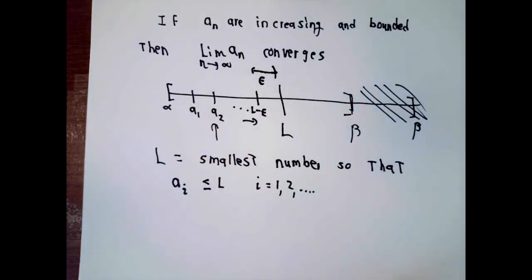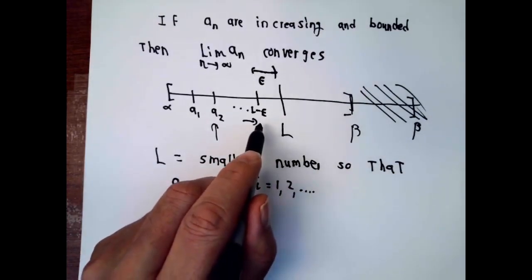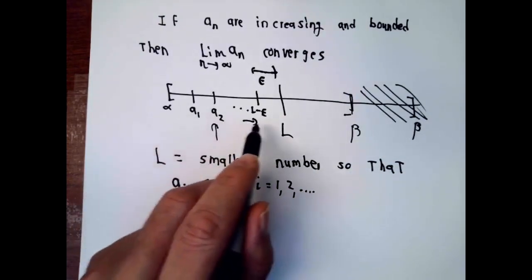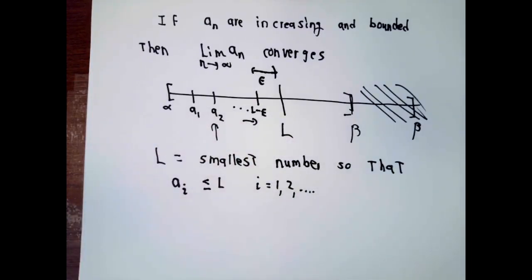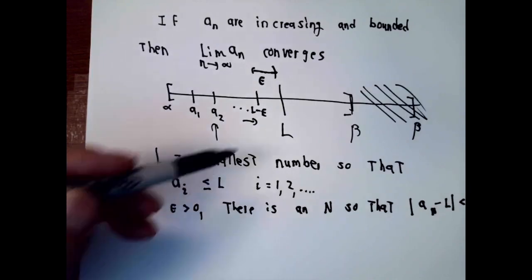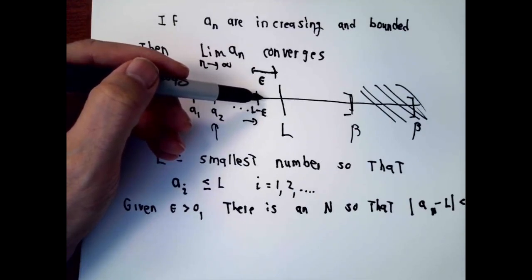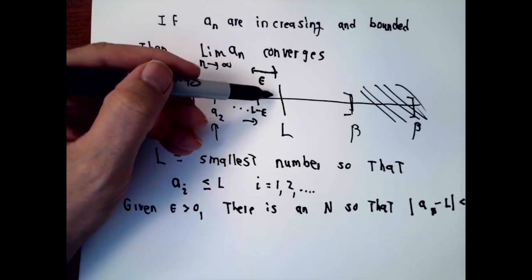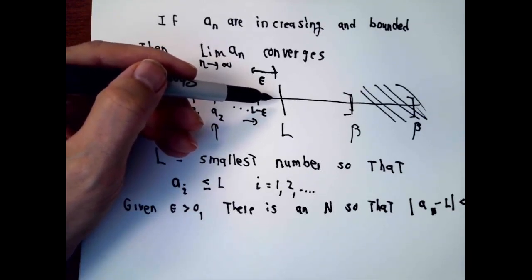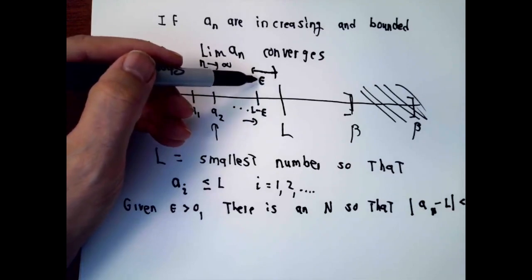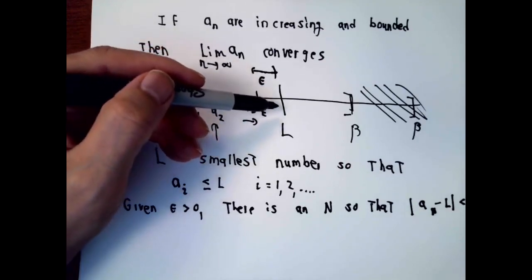The reason for that is perfectly clear. If that were not true, then L minus epsilon would be an upper bound for the a numbers, smaller than the smallest upper bound of the a numbers, which is an obvious contradiction. On the other hand, the a numbers are increasing, so as I increase the index, the a numbers on the x-axis move to the right. All of them are smaller than L, and all of them are within distance epsilon of L.